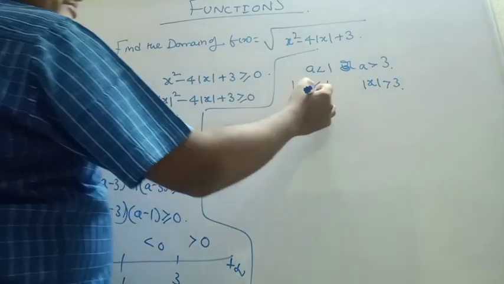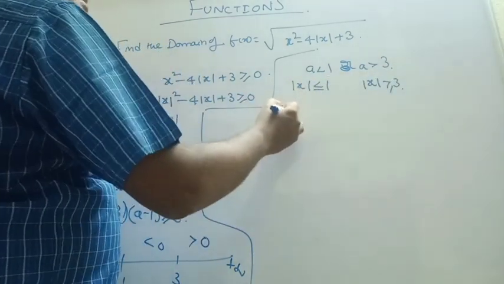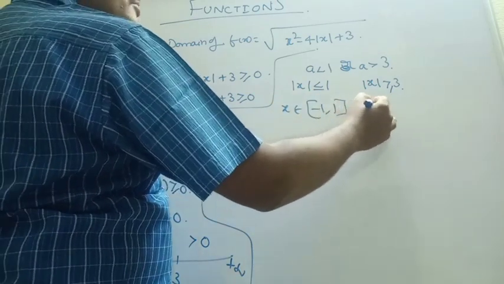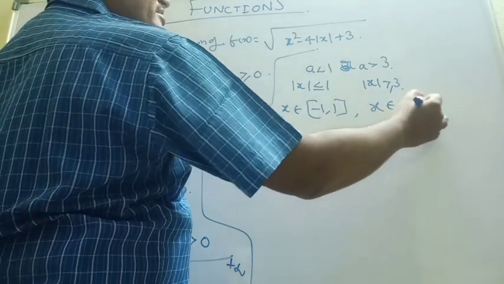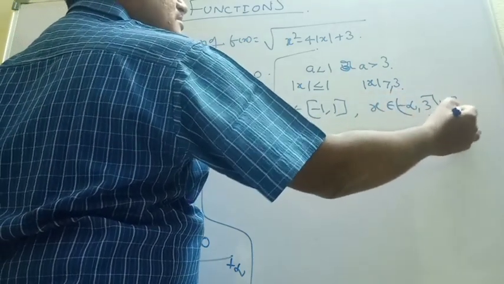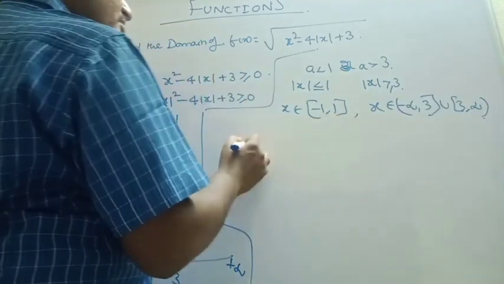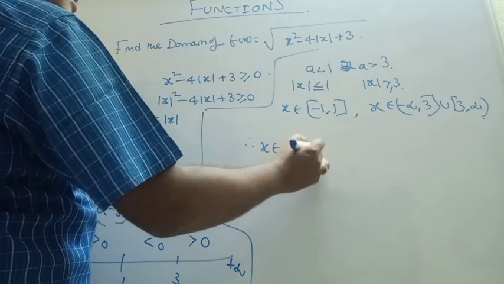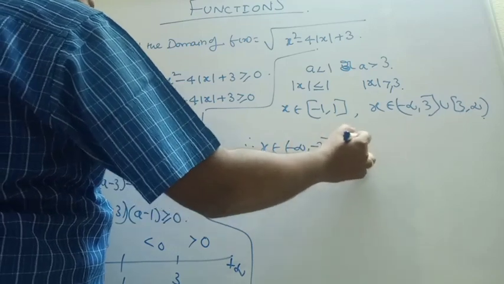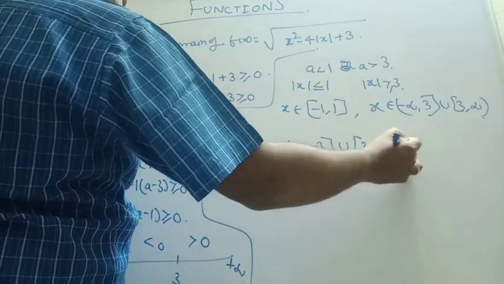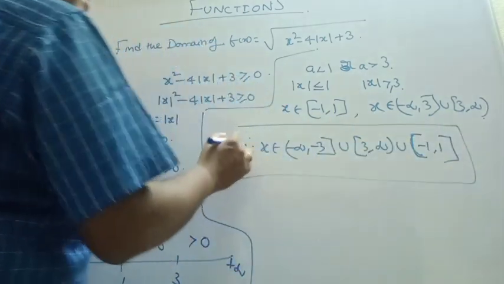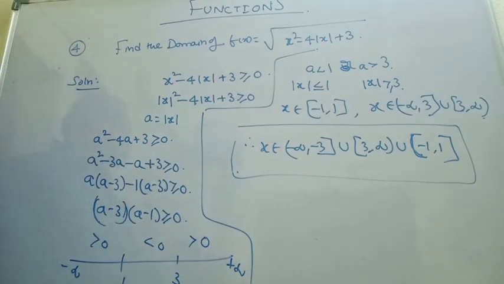Greater than or equal to, even here we have like this. This means x belongs to minus 1 to 1, including this. And here you have x belongs to minus infinity to 3 union 3 to infinity. Therefore, what will be the domain? We have minus infinity to minus 3, union 3 to infinity, union minus 1 to 1. This is the domain of f of x.